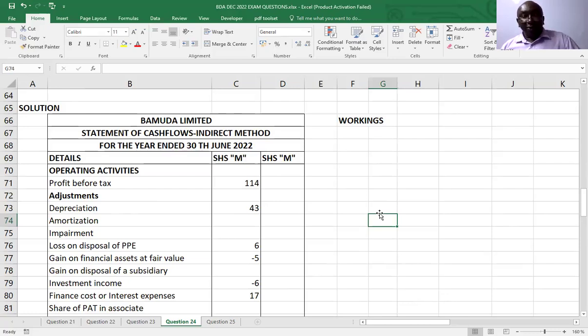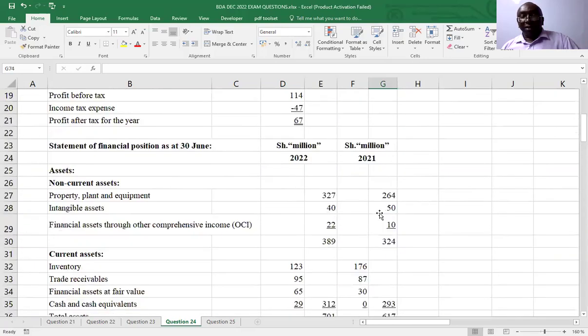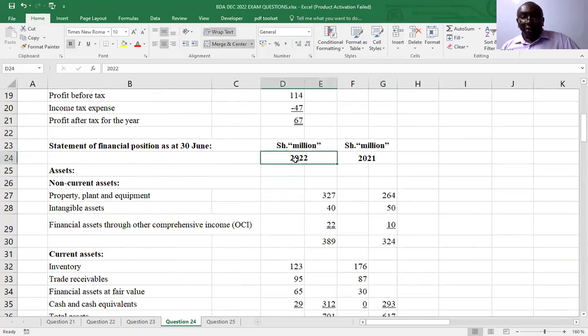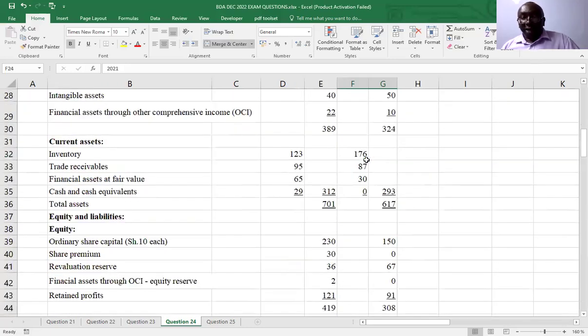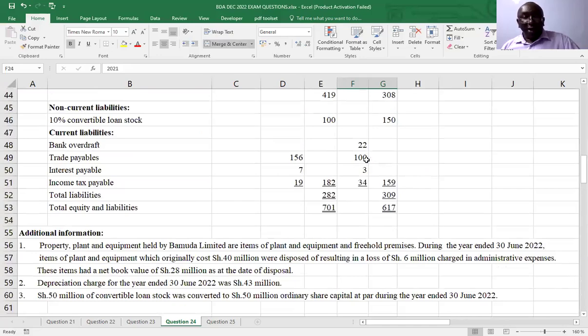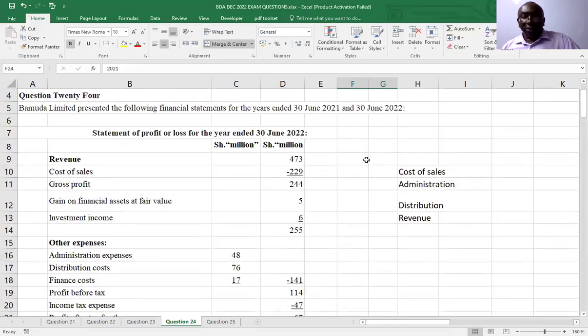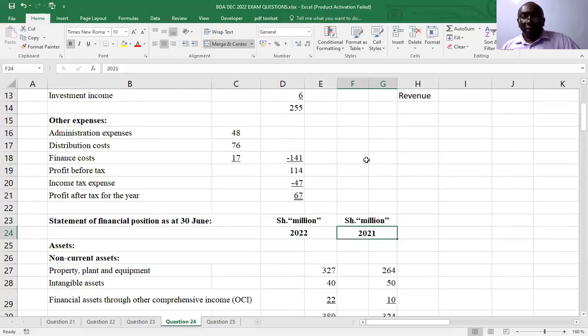How come? Maybe I sent it from another computer. But this is how they should be. Here put 2022 and here 2021. Just the years. Put it like that, that's all. That's the only place. So I think we are okay. We are okay now.